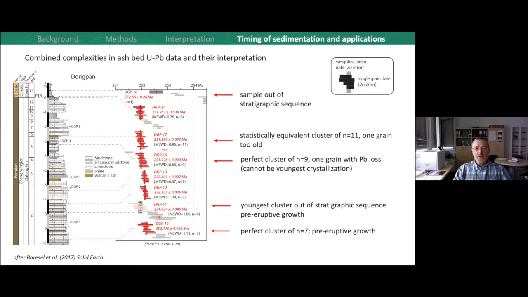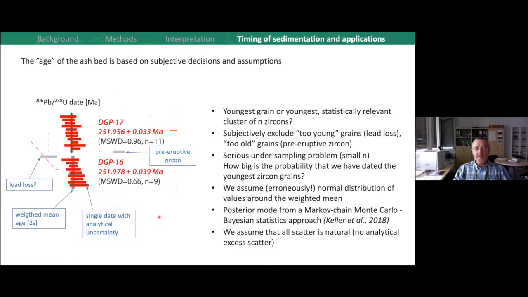So there's lots of subjective decision and assumption. So should we now take the youngest grain? We said that the youngest grain is the maximum age of the deposition. Should we now take only the youngest zircons, or do we take the average? No, we have to take the average because this is a statistically significant population. And the scatter we have here is only analytical. So we are obliged to take the statistical mean.